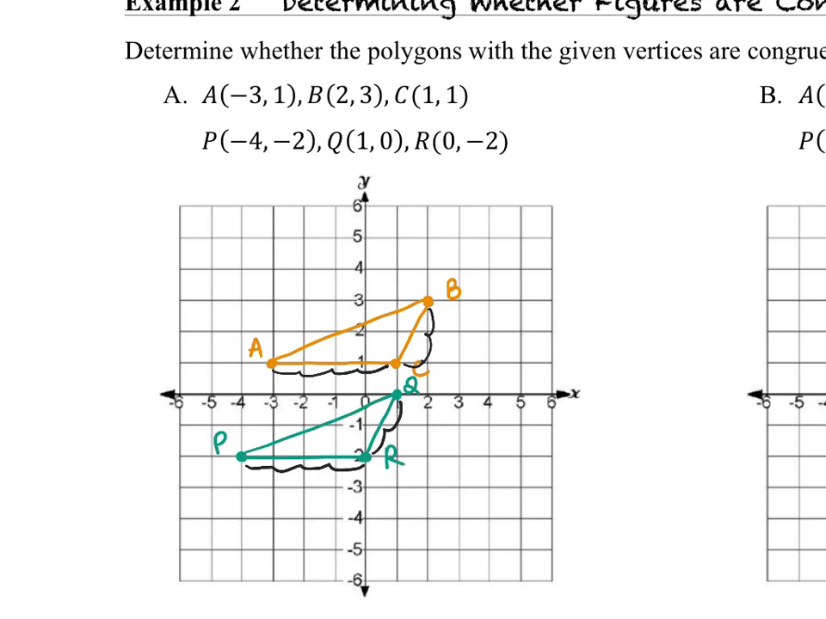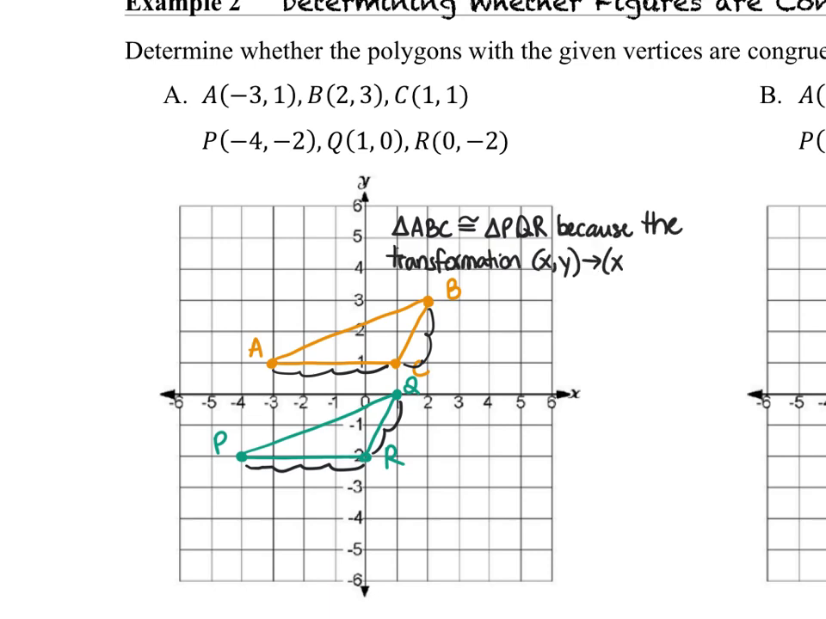Let's write that down. And the reason that they're congruent was because this type of transformation was a translation, and a translation is a rigid transformation, which means it's going to maintain the size and shape. So let's write that down now.